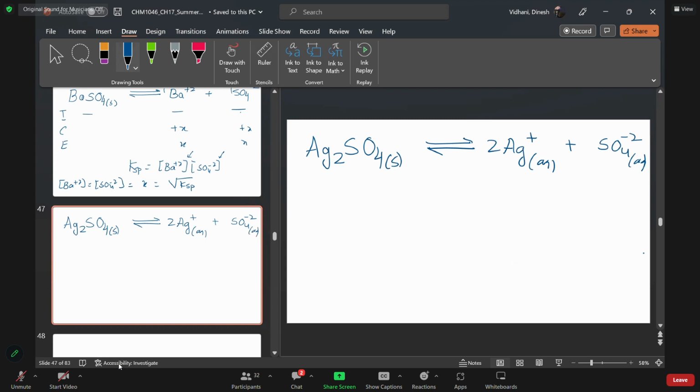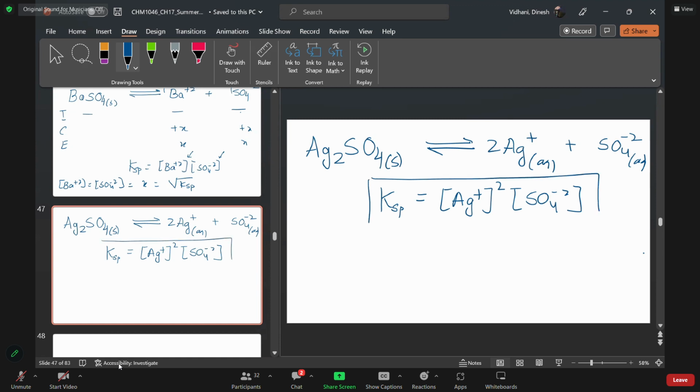Now, an interesting thing will happen here. I'll just write KSP. That's going to be equal to silver ion squared, times sulfate ion. This is how we write the equilibrium constant. So far, so good? This would be your equation for this compound. All of you agree with this?